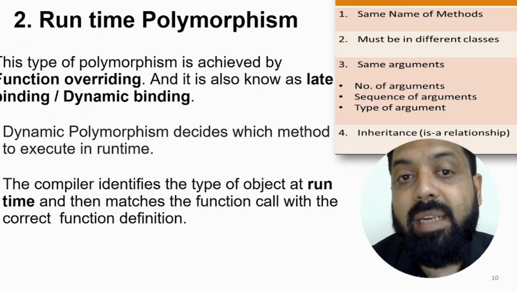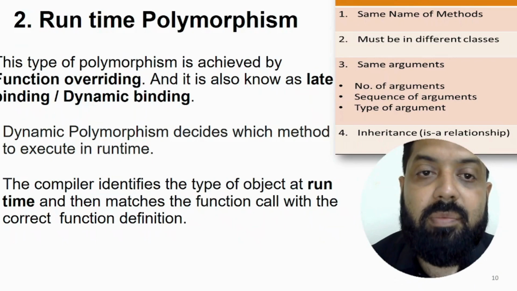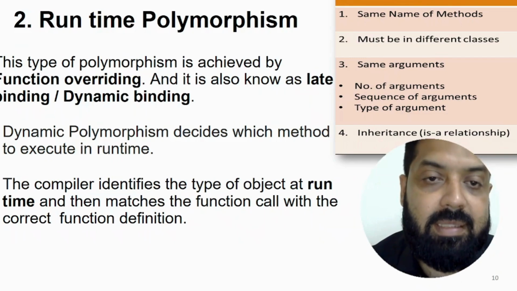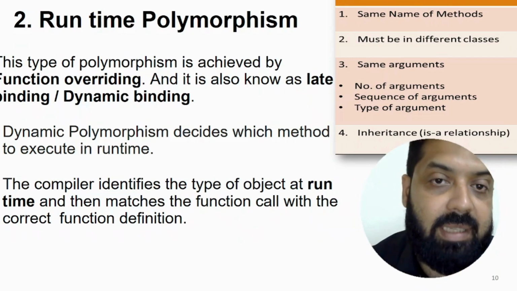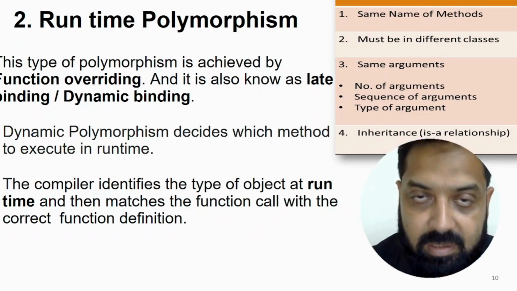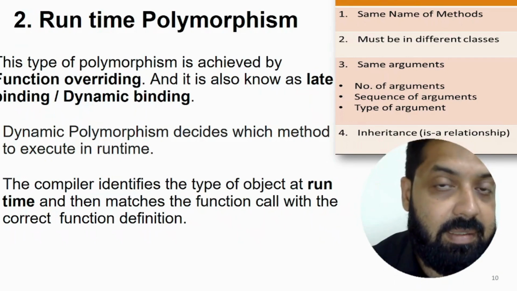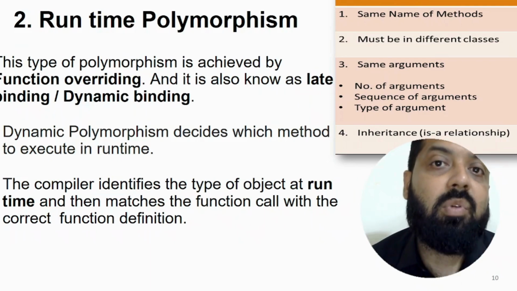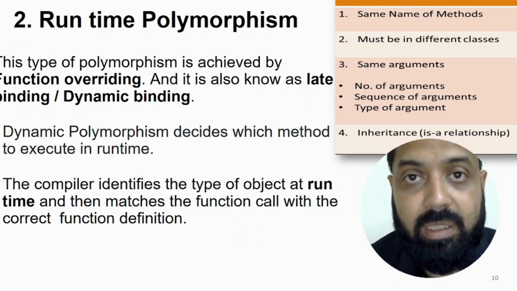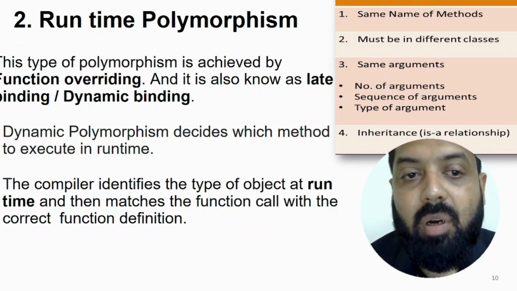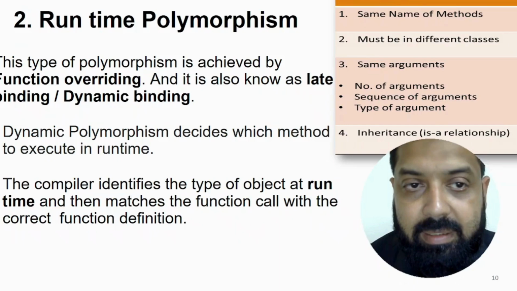Dynamic binding means that at runtime it is decided, if a class has two methods with the same name and with the same parameters, which method the compiler needs to execute. Because the parameter list is the same and the function name is the same, the compiler is confused: do I have to call the method of the parent class or the method of the child class? So basically this is the concept of runtime polymorphism, and there are other names.